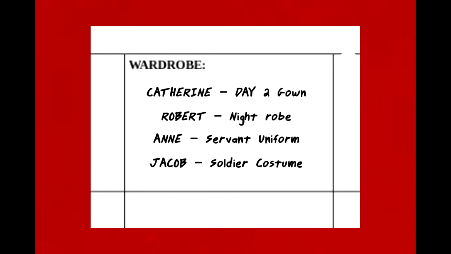The next part is wardrobe. If the story is taking place over the course of multiple days, or even just a full 24 hours where you have a day and a night scenario, you're going to write down specifically what outfit somebody would be wearing. In this example, we're in the second day of the story, which means Catherine will be wearing the second gown that we see her in. We're also shooting at night, so Robert would be wearing his night robe. Meanwhile, the servant and the soldier are both in their uniforms.